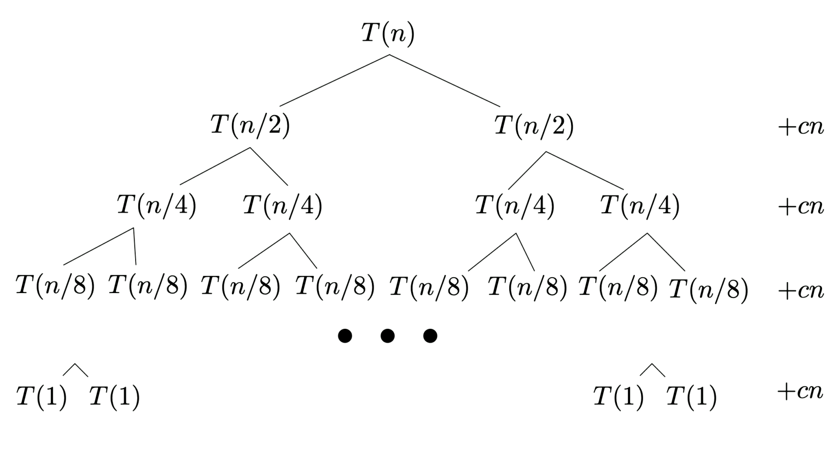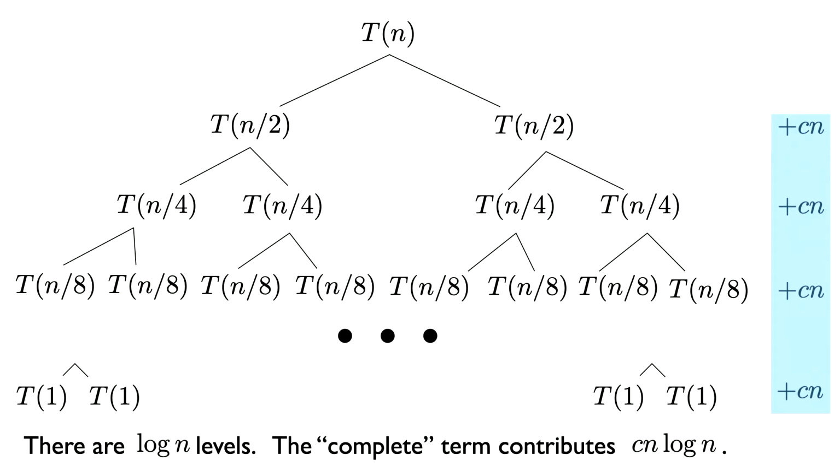Now let's add up the contributions from all these terms. First note that the number of levels in the tree is log n. In each level of the tree, we're dividing n by 2, and the number of times that you have to divide n by 2 in order to reach 1 is log n. So we get this term of c times n, log n times. The total contribution from the create, solve, and combine step is going to be cn times log n.